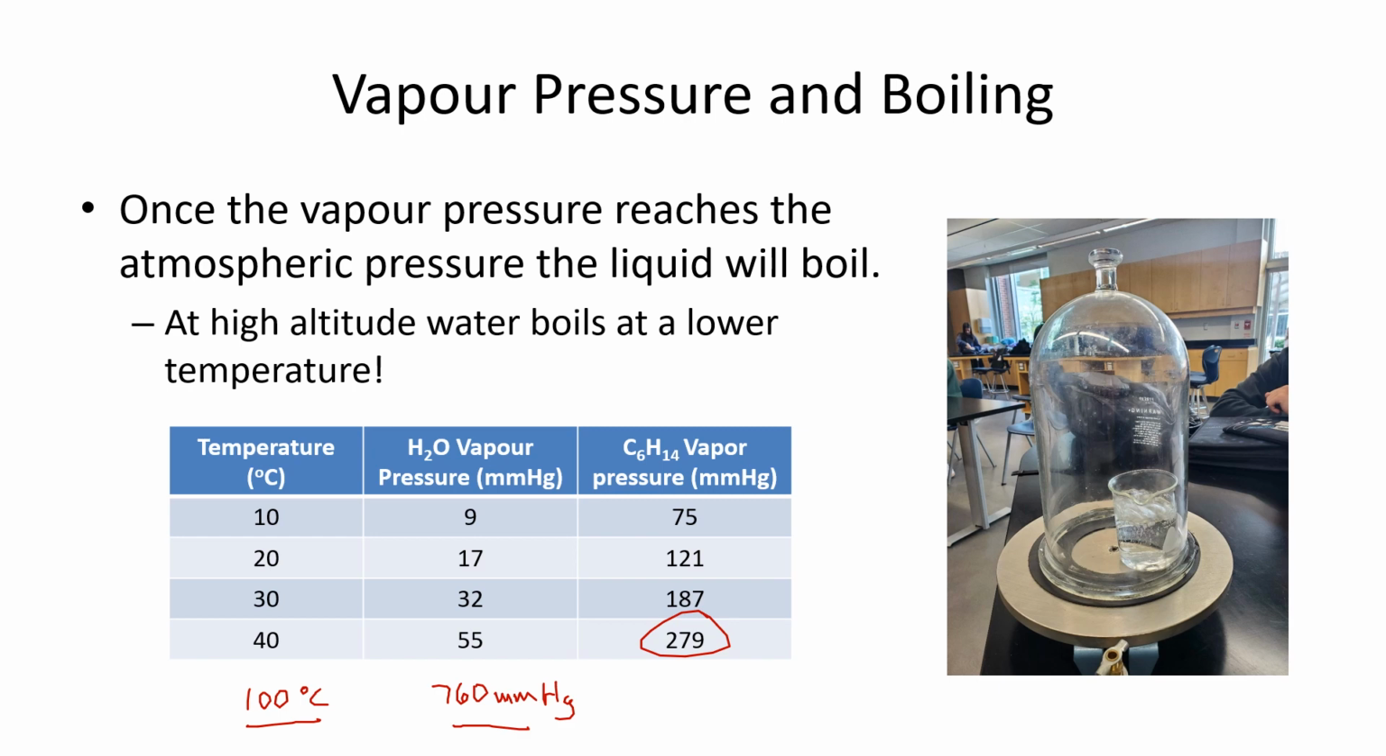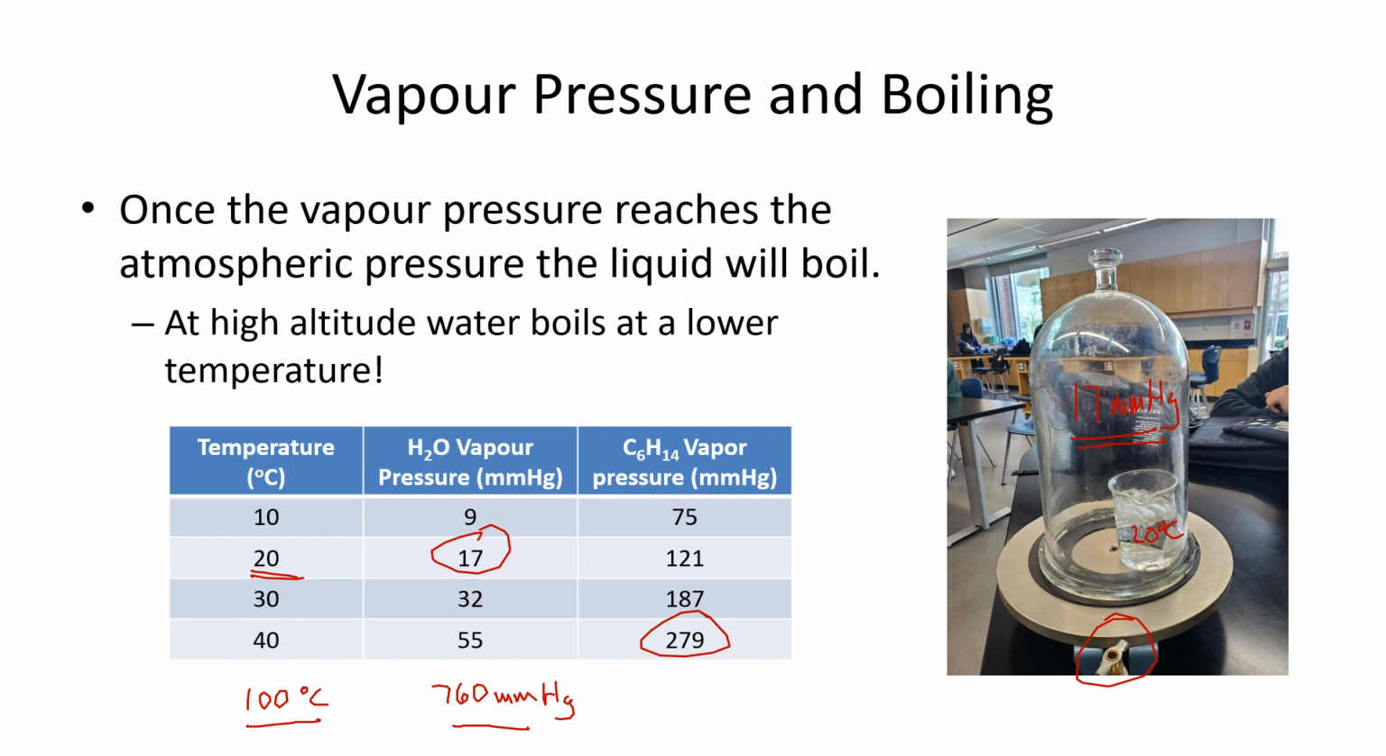The opposite is also true. If you lower the atmospheric pressure, which is what's happening in this bell jar, if you lower this atmospheric pressure down to, say, 17 millimeters of mercury, well, then that's the vapor pressure of water at 20 degrees Celsius. So if you've got 20 degree water down here, then it'll boil. It'll change to a gas at a lower temperature due to the low pressure that's around.